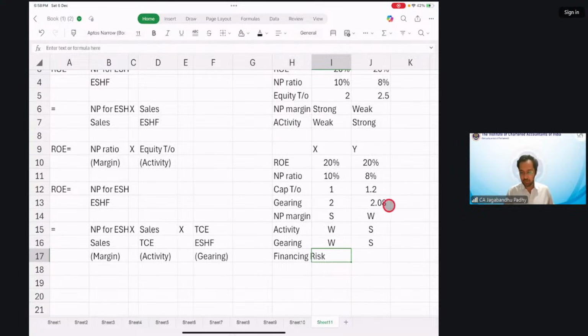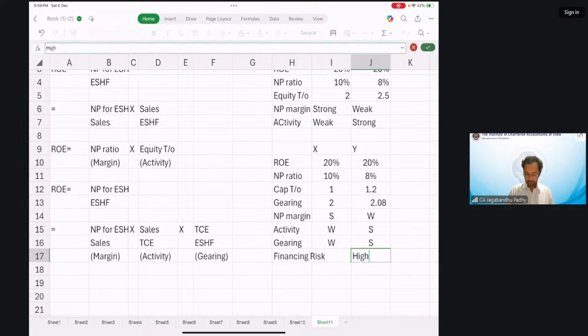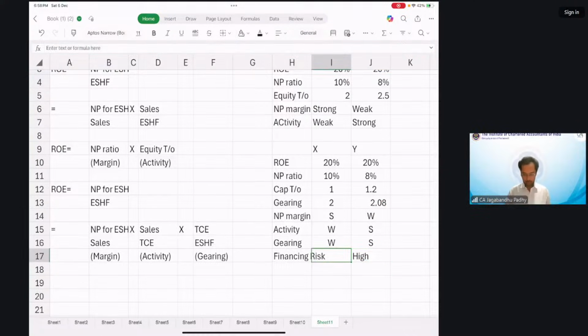Financing risk is, of course, higher in case of Y, and this is low in case of X. Okay, yes, the financing risk is definitely higher in case of Y and it is low in case of X, because the gearing is higher in case of Y, guys.